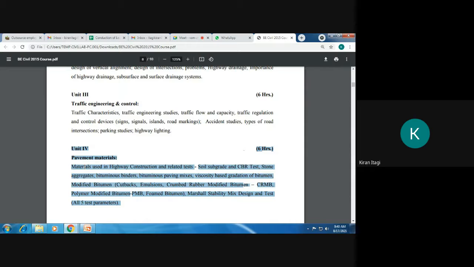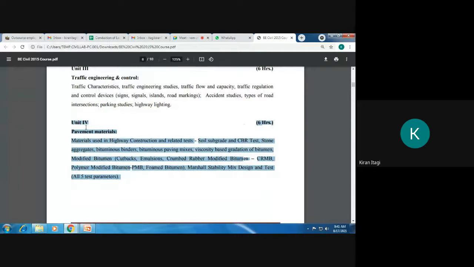Simultaneously, whatever you learn in the practicals is fully embedded in the fourth unit, that is material testing. So testing is also included in the fourth unit. Practical as well as the fourth unit, it is the same.